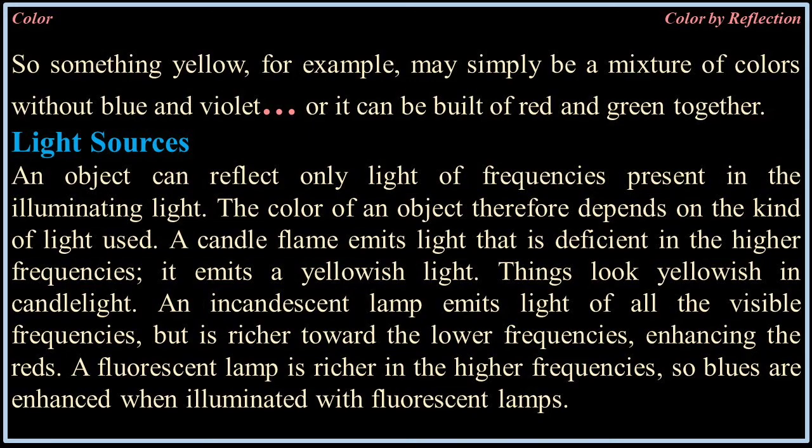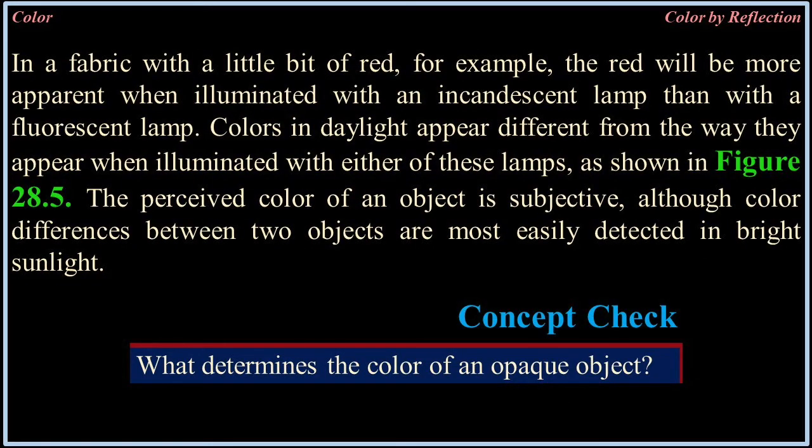A candle flame emits light that is deficient in the higher frequencies. It emits a yellowish light. Things look yellowish in candlelight. An incandescent lamp emits light of all the visible frequencies, but is richer towards the lower frequencies, enhancing the reds. A fluorescent lamp is richer in the higher frequencies, so blues are enhanced when illuminated with fluorescent lamps. In a fabric with a little bit of red, for example, the red will be more apparent when illuminated with an incandescent lamp than with a fluorescent lamp.